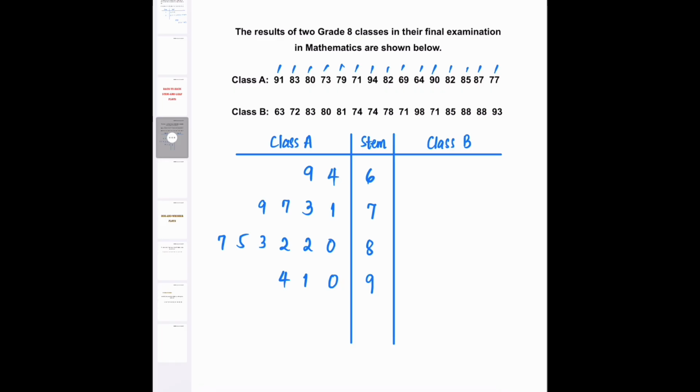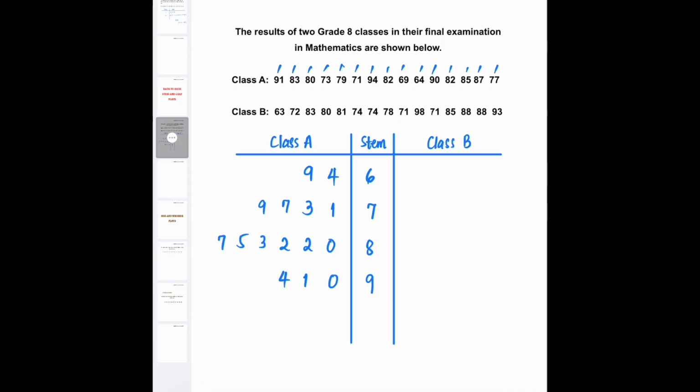Let me share with you one disadvantage of using a stem and leaf plot in presenting your data values. If you are dealing with a data set that has a very large amount of data values in it, a stem and leaf plot is not a smart decision. It's not suitable for a large amount of data, because you need to list everything down, and that's going to take time.